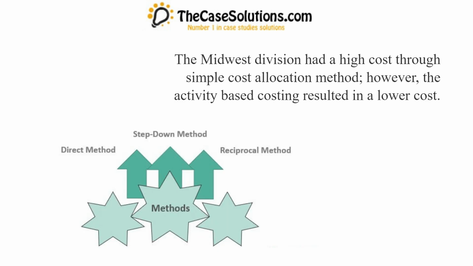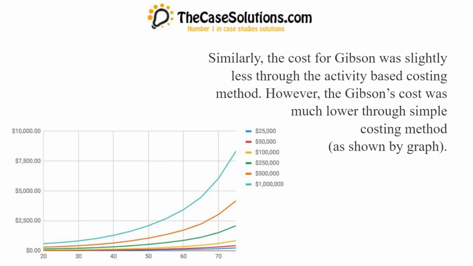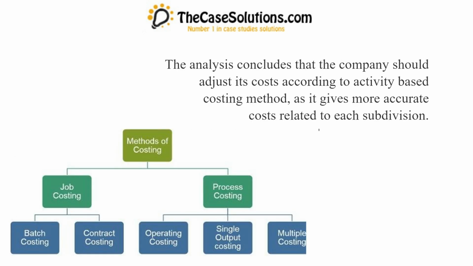The Midwest division had a high cost through simple cost allocation method. However, the activity-based costing resulted in a lower cost. Similarly, the cost for Gibson was slightly less through the activity-based costing method. However, the Gibson's cost was much lower through simple costing method, as shown by graph. The analysis concludes that the company should adjust its costs according to activity-based costing method, as it gives more accurate costs related to each subdivision.